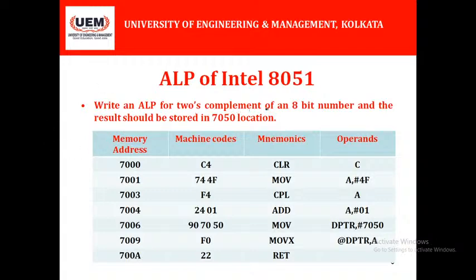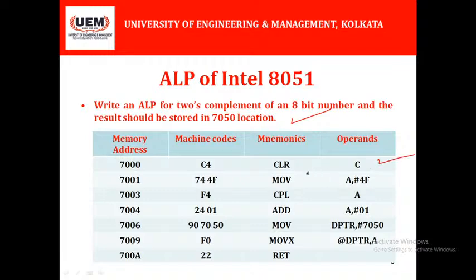Write an ALP for the 2's complement of an 8-bit number, and the result should be stored in 7050. So first of all, CLR C. Since it's a 2's complement, first of all CLR C, that is clearing the carry. It is important that we clear it before we execute any kind of program or problem. So we are using this particular instruction.